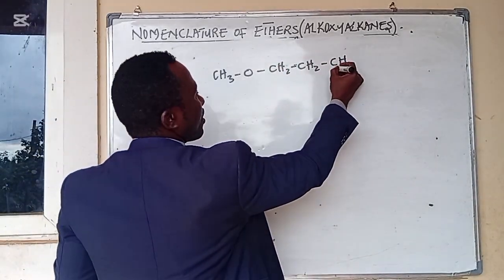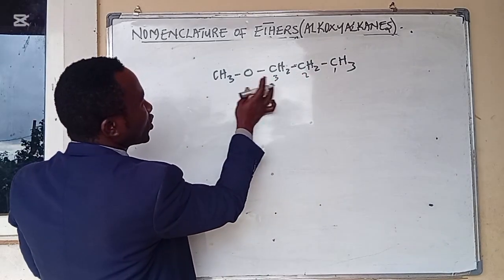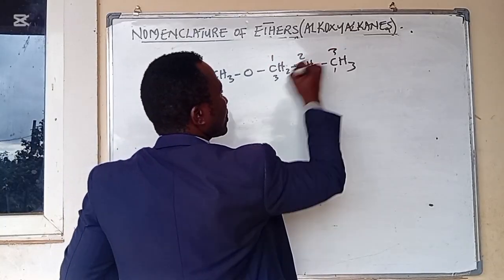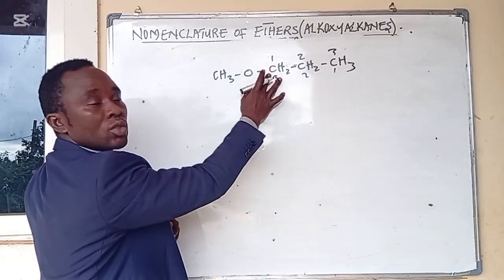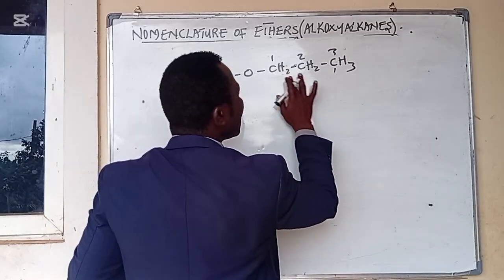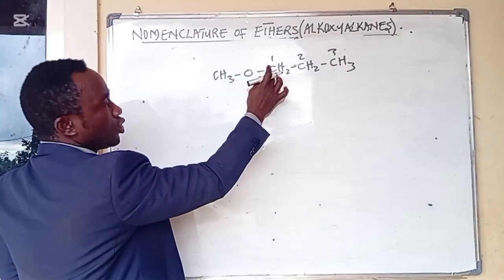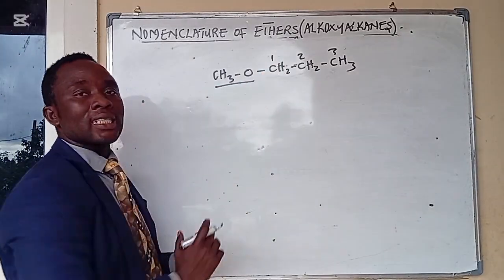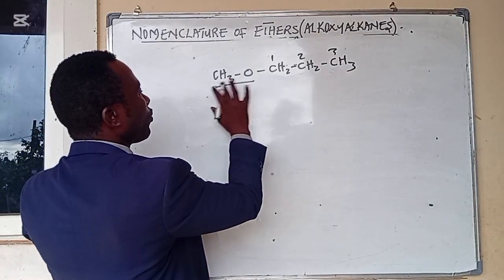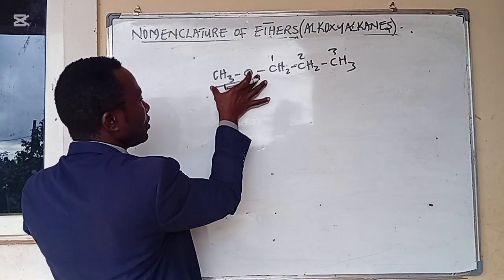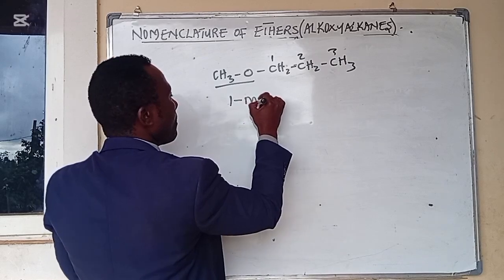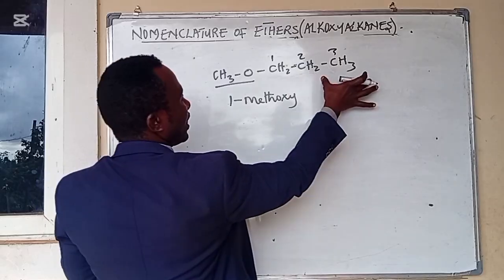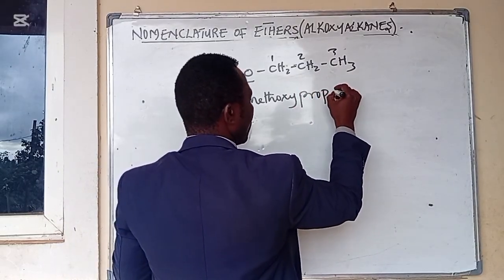So if I number here 1, 2, and 3, that means the oxy is attached at number 3. But if I number from here 1, 2, and 3, that means the oxy is attached at number 1. So the one that will give the oxy the least possible number is accepted. So the oxy should be at number 1. So the alkoxy group is actually placed at carbon number 1. That is why if you want to name this compound, it will be 1. You name the alkoxy, which is a methoxy. So that is 1-methoxy. Then we name our propane.